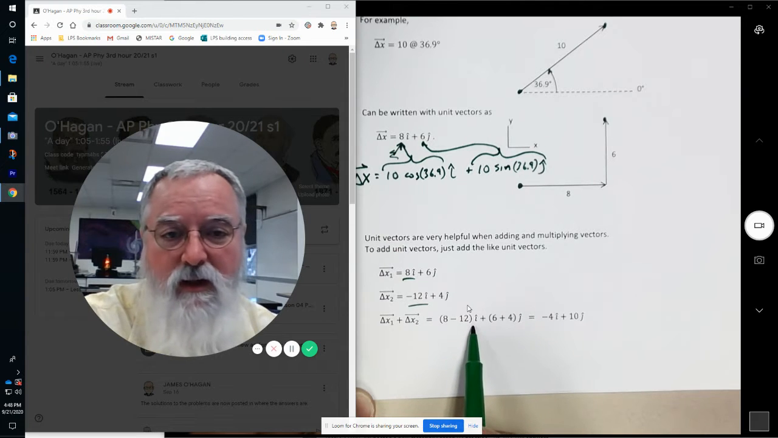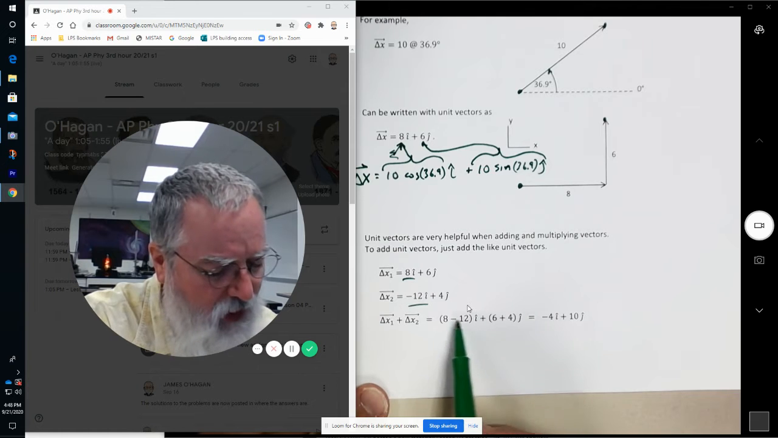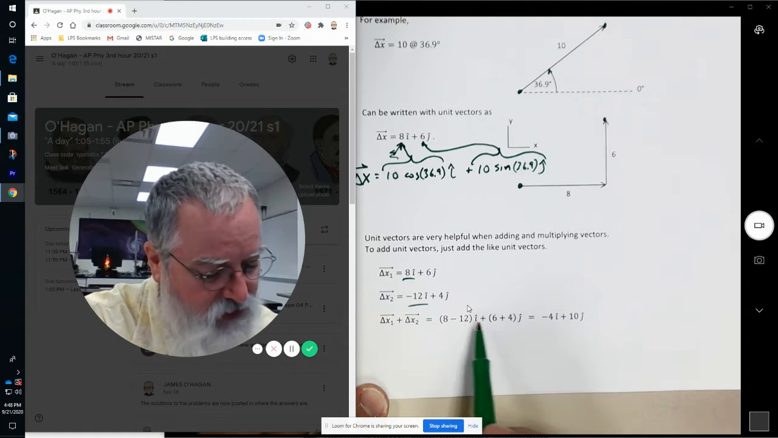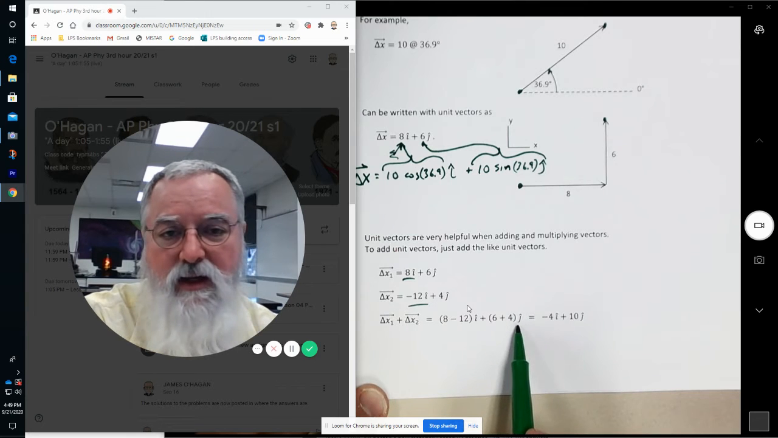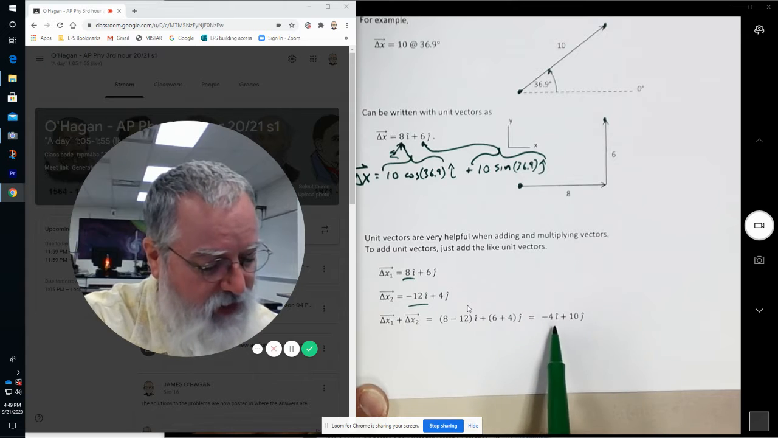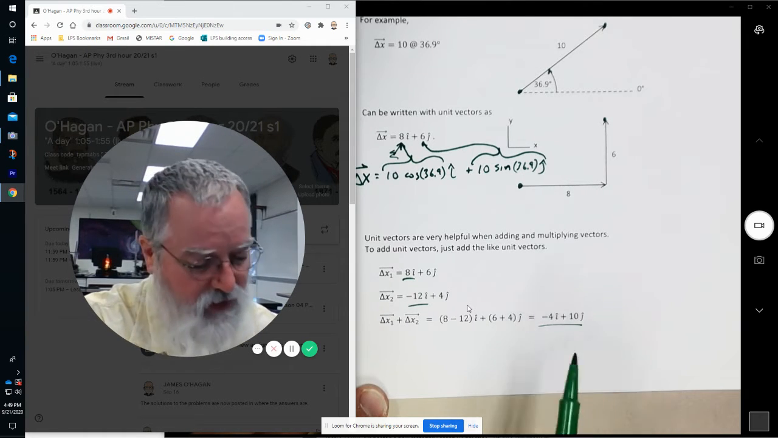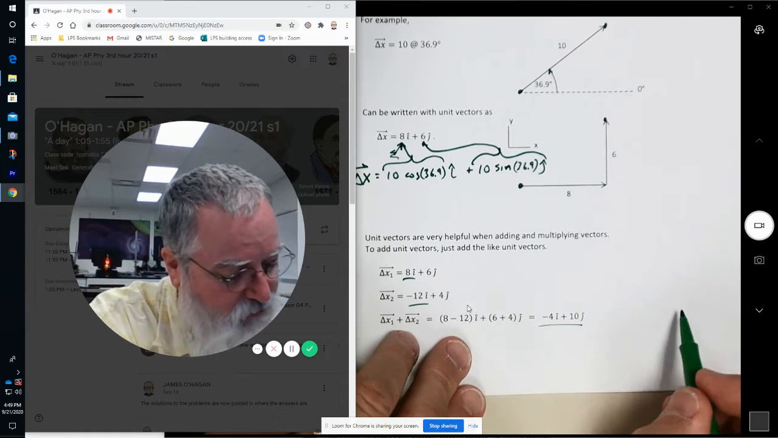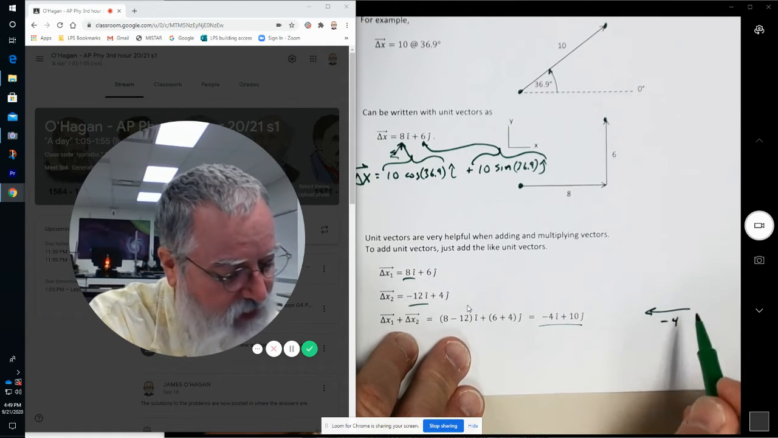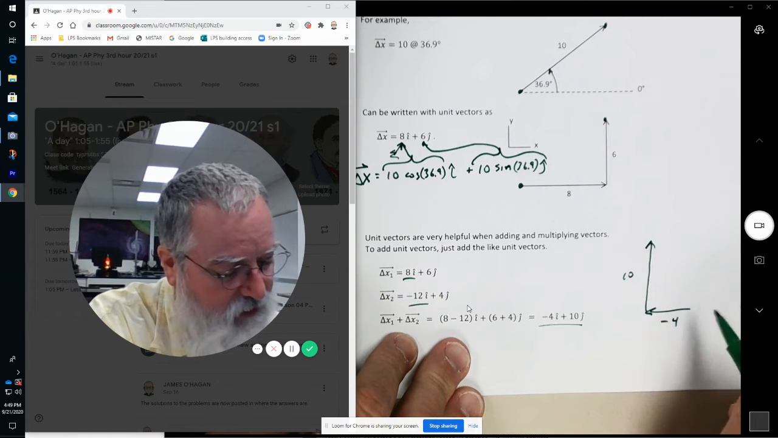Minus 4 in the i direction, which is the x direction. All right. So then you do the same for the y. You add up the two things from the y, 6 and 4, and that's going to be in the j direction, which means the y direction. So your final answer is minus 4i plus 10j. And this means minus 4 in the x direction, and then plus 10 in the y direction.